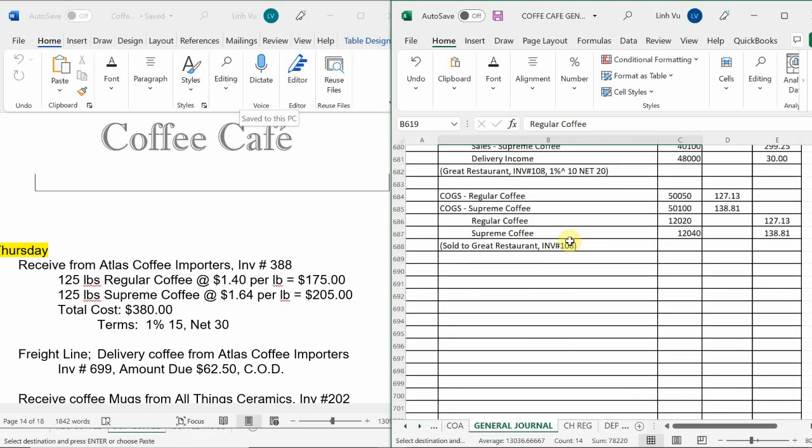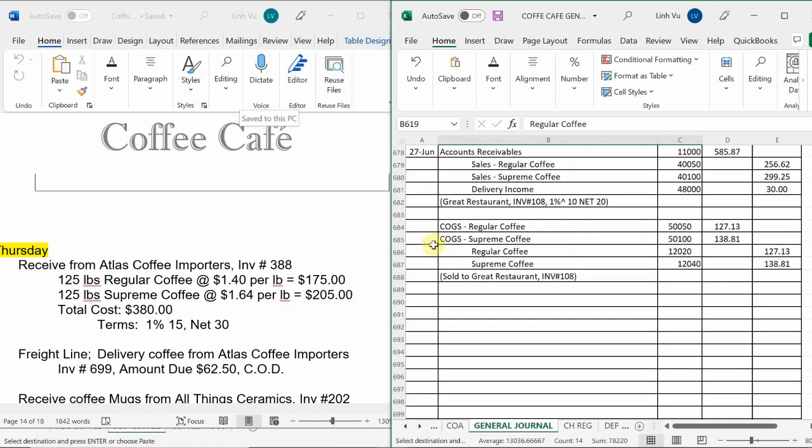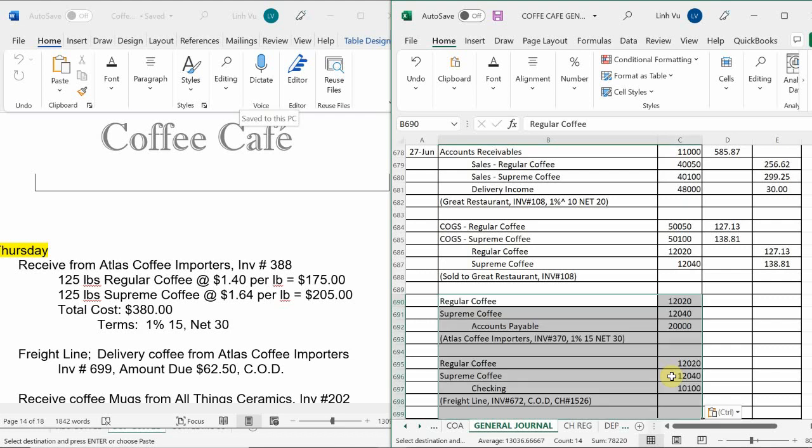How do we journalize that we have inventory? We got some regular coffee, Supreme coffee, right? We have accounts payable. And we're also going to include the freight charges, right? That were on COD. Okay. And this is the 27.